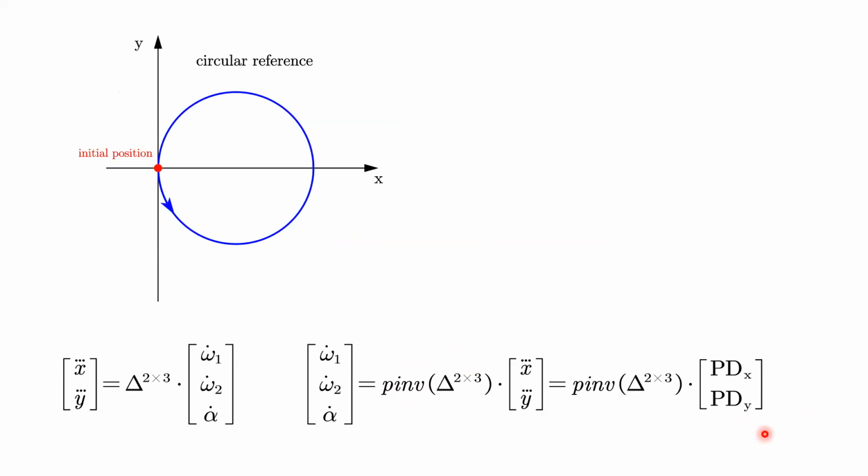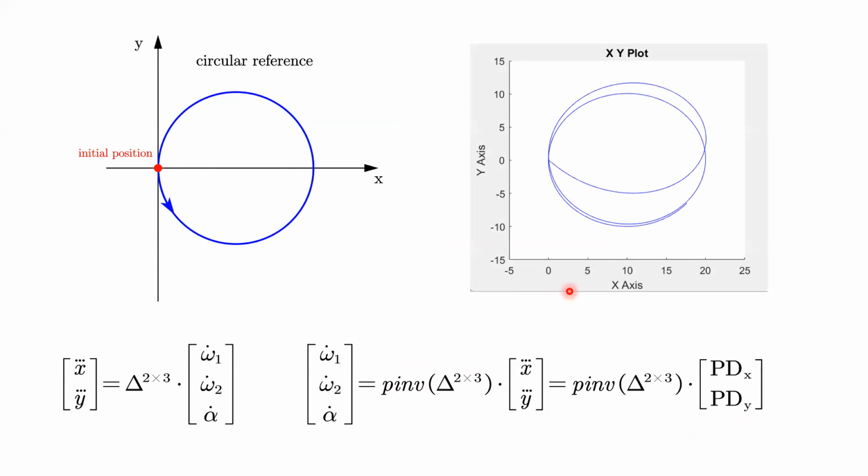I will introduce this experiment. The initial position of the vehicle is marked in red. The reference is moving in a circle. And this is the result. Finally, the vehicle moves along a circle.